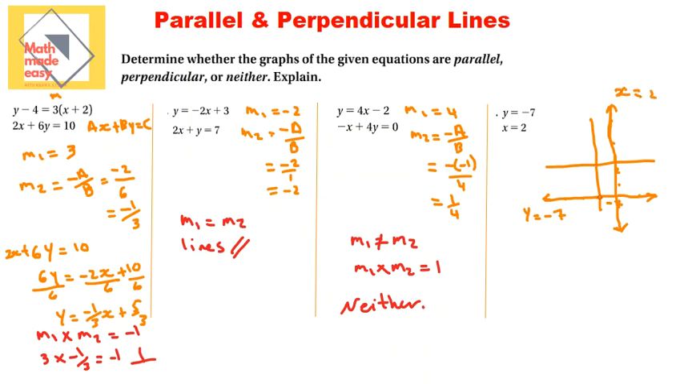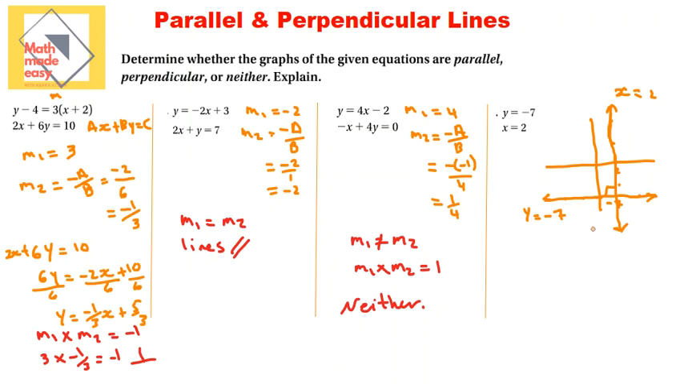So these two lines, regardless of the rules we know, are perpendicular. Now, we know that the horizontal line has a slope of 0 and the vertical line has a slope of undefined, and 0 and undefined are reciprocals. However, we can't write it that way.